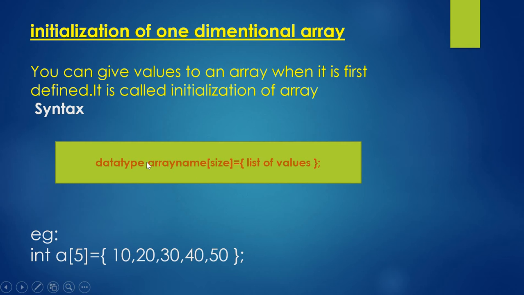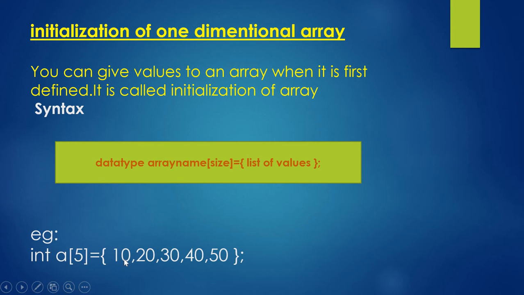The syntax is: data type, array name, size, equal to list of values. See, at the declaration time itself, we are giving the values to that array. For example, int a of 5 is equal to 10, 20, 30, 40, 50. Int a of 5 means maximum we can store 5 elements. In this example, we have stored 5 elements also.